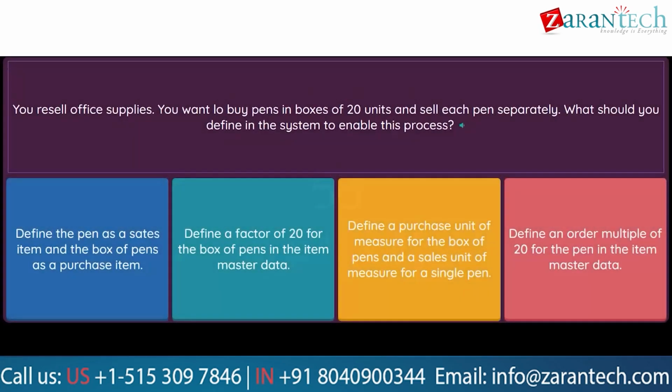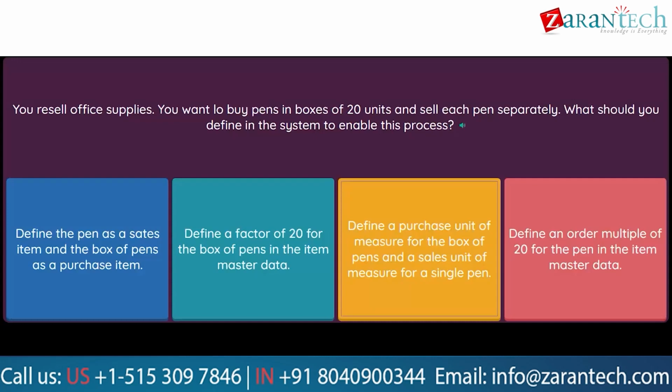Question: you resell office supplies. You want to buy pens in boxes of 20 units and sell each pen separately. What should you define in the system to enable this process? Option 1, define the pen as a sales item and the box of pens as a purchase item. Option 2, define a factor of 20 for the box of pens in the item master data.